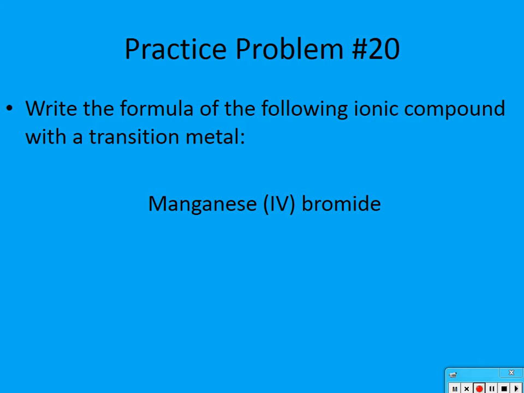Okay, let's do another. Is this the last practice problem? Okay. Practice problem number 20. Manganese. What is this one in Roman numerals again? 4. Bromide. Manganese 4 bromide. What do I write above manganese? Plus 4. What do I write above bromide? -1. We crisscross it. You guys getting the hang of this now? What is the symbol for manganese? Mn. Good job. And 1 goes there. We don't need to write it. Bromide is Br. What number goes by it? 4. Okay, excellent.